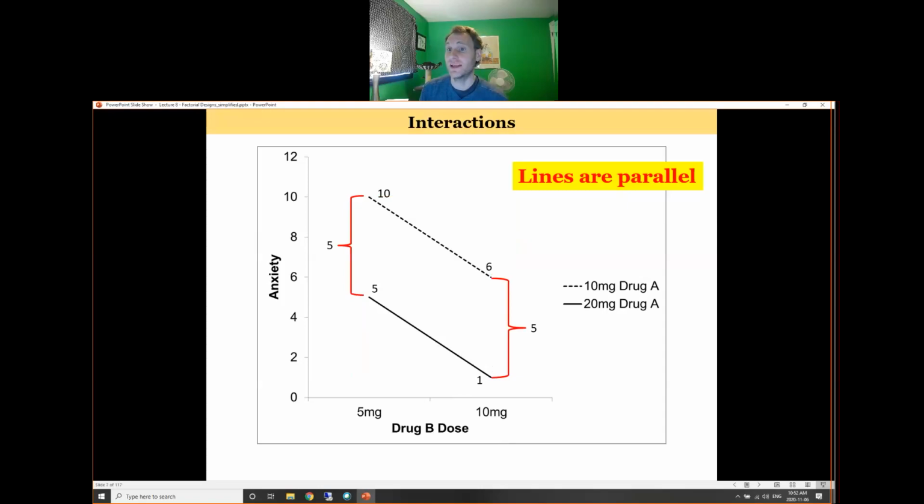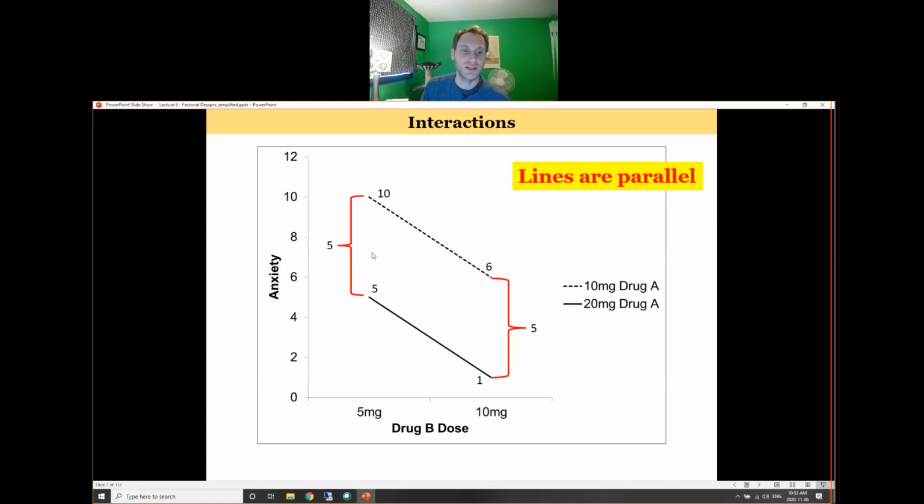And we can look at that the opposite way too. We can see that folks who took a low amount of drug A, the dashed line, on average experience more anxiety than folks who took the high amount of drug A. That difference was 5. On average, people who took low amounts of drug A, 10 milligrams, experienced 5 more symptoms of anxiety than people who took the high amount of drug A, 20 milligrams.